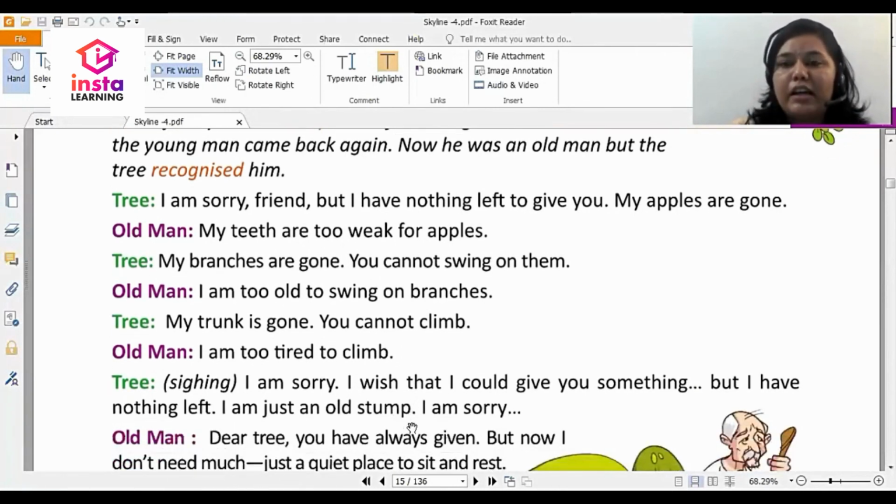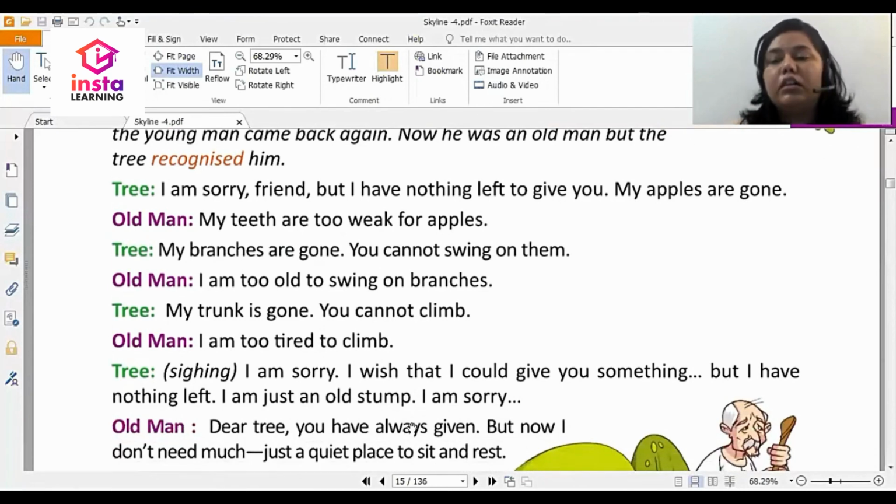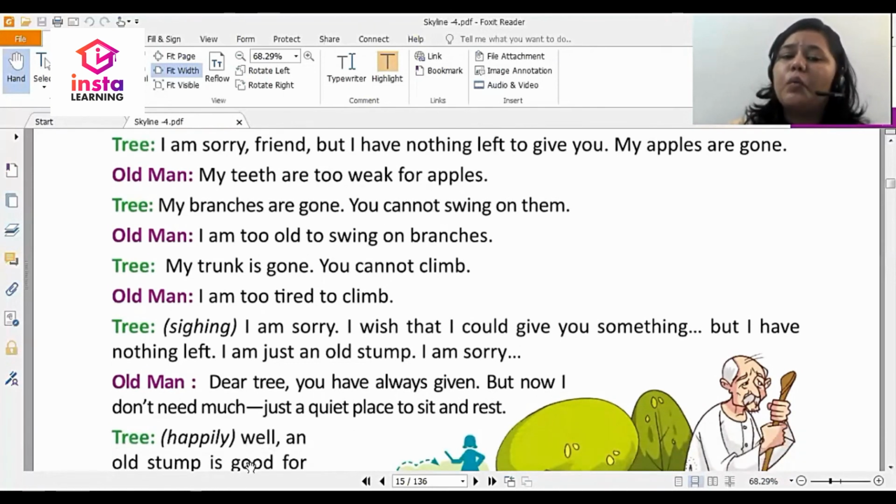Tree, sighing. So how do you sigh? The long breaths that you take. Tree says, I am sorry. I wish I could give you something, but I have nothing left. I am just an old stump. I am sorry. Old man says, dear tree, you have always given, but now I don't need much. Just a quiet place to sit and rest.